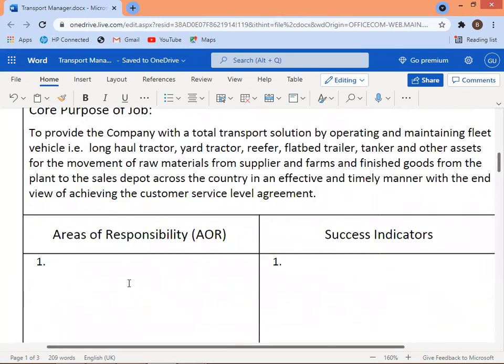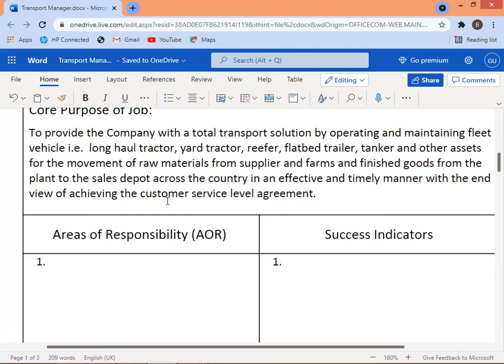So that would be our core purpose of the job of transport manager: to provide the company with a total transport solution by operating and maintaining fleet vehicles, that is long haul tractor, yard tractor, reefer, flatbed trailer, tanker, and other assets for the movement of raw materials from supplier and farms, and finished goods from the plant to the sales depot. This is manufacturing plant to the sales depot across the country in an effective and timely manner, with the end view of achieving the customer service level agreement.